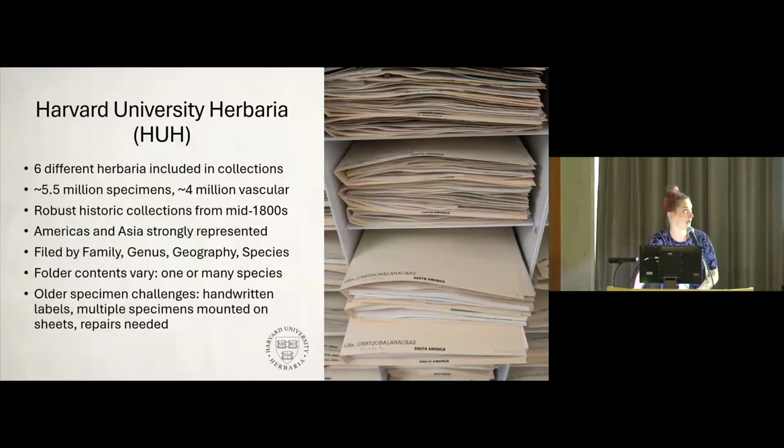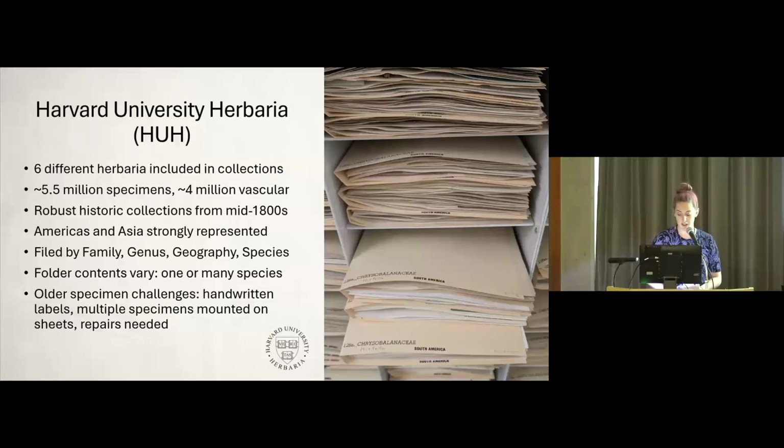Just a little bit of background, we're called the Herbaria, not the Herbarium, because we hold 6 distinct collections within the building, so we have 6 different acronyms that apply to our collections. HUH is not an official acronym. We have over 5 million specimens across those collections. Most of them are vascular, around 4 million. Those are almost entirely pressed and mounted on sheets and stored flat in folders. Our collections are global in scope, and they're still growing, but they're particularly strong from the Americas and from Asia, and especially from the mid-1800s.